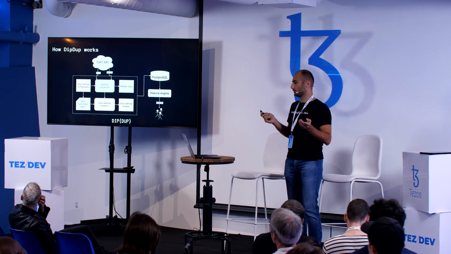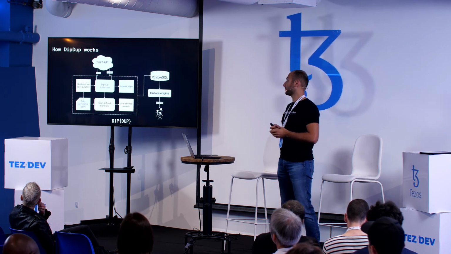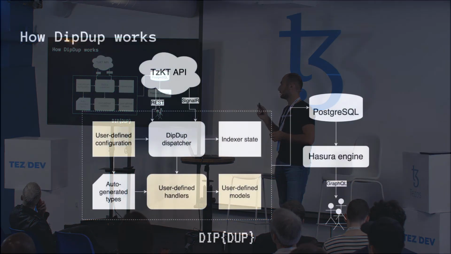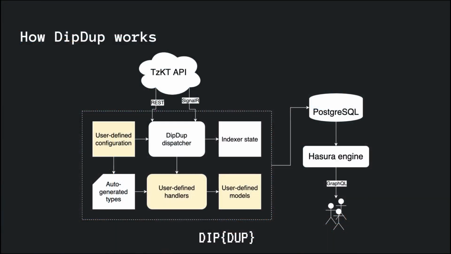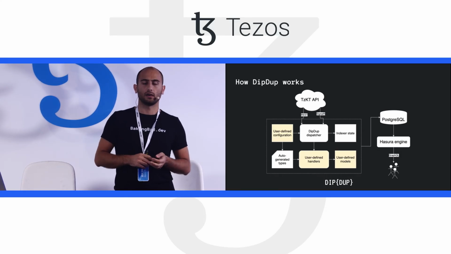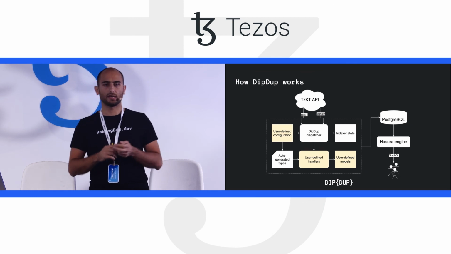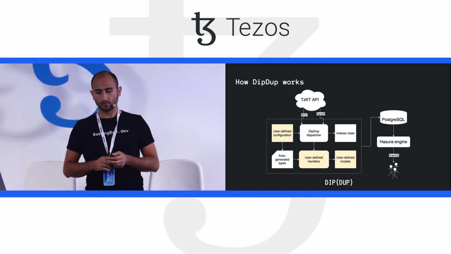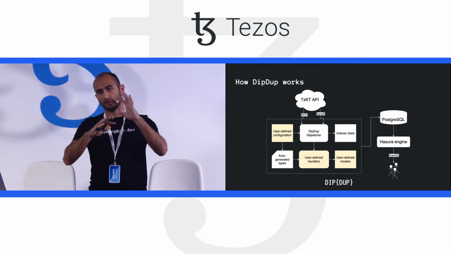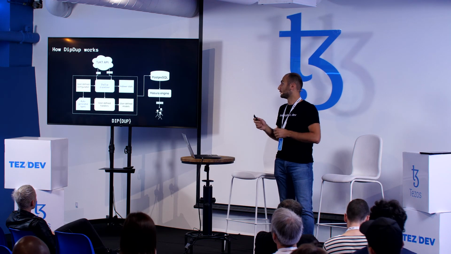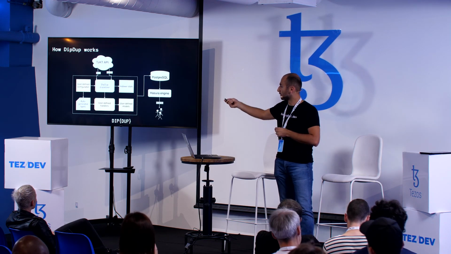So under the hood, we have user-generated configuration. It's a configuration file where you specify all these details. Okay, I'm going to get the information from the TzKT API, from Coinbase. I want pictures from IPFS, and I want to match them in this way. And you specify handlers. So what are handlers?